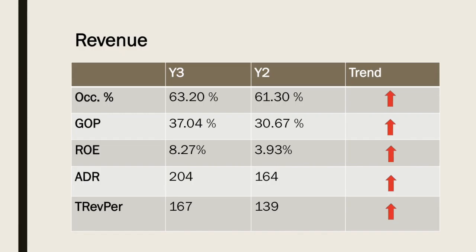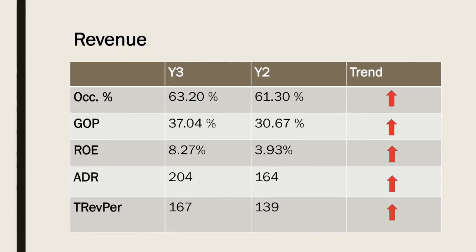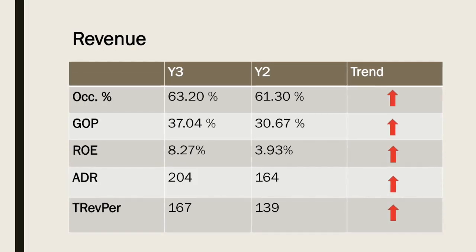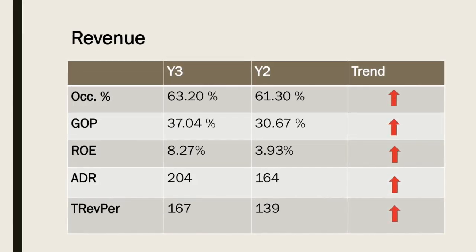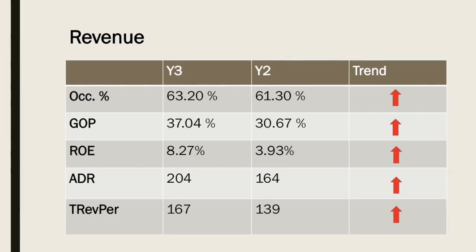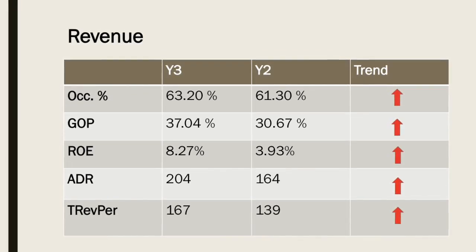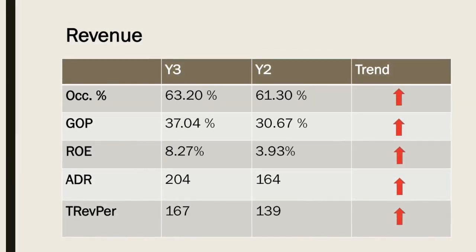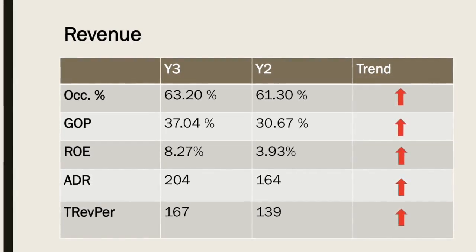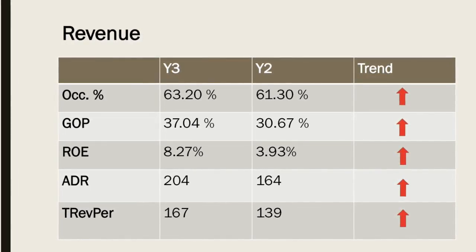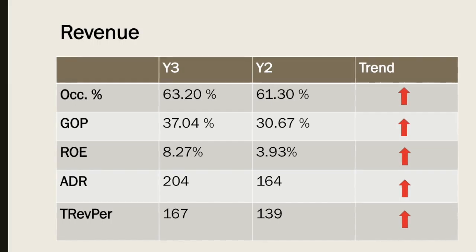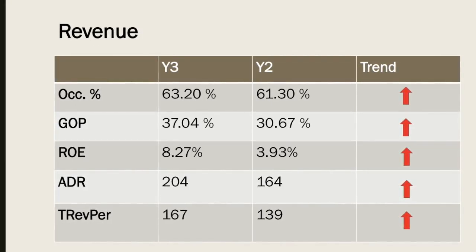Let's talk about our year 3 general performance first. Generally speaking, our occupancy rate, GOP, and ROE have increased, especially return on equity. Return on equity has sharply increased compared with last year. Besides that, our ADR and the total revenue per available room have also sharply increased.